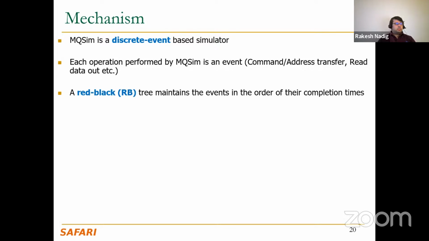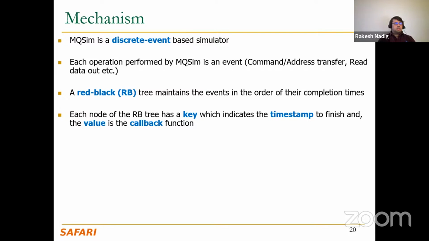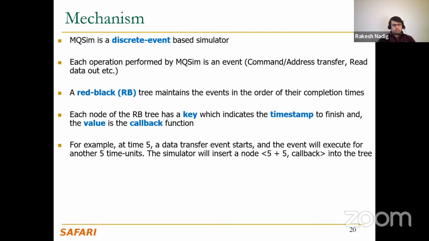So what do I mean by discrete time? There is a red black tree that maintains the events in the order of their completion times. Each node in the red black tree has a key which indicates the timestamp of the event when it finishes, and the value is the callback function. When the event is supposed to finish, a callback function is called, which marks the end of the event.